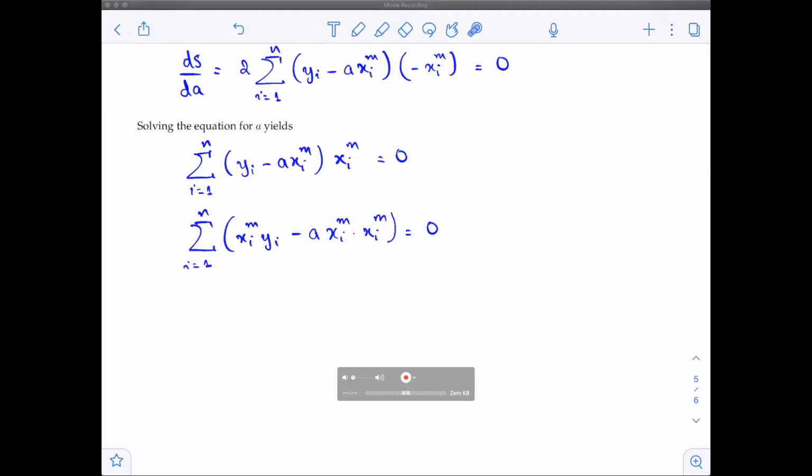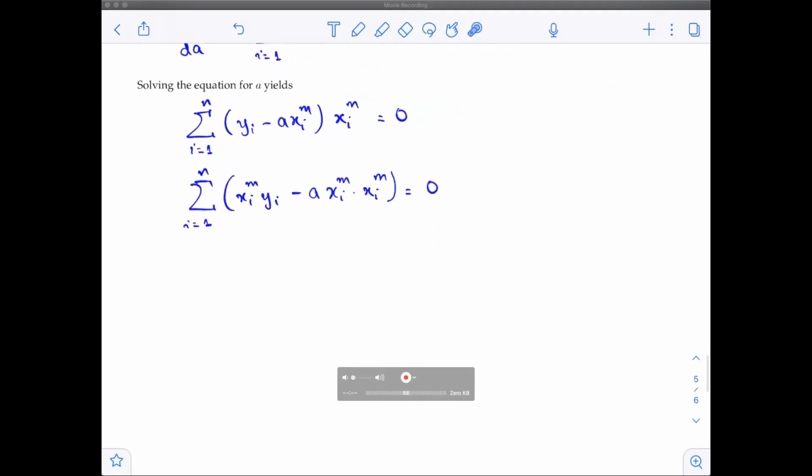Now you break the summation, or distribute the summation into the parentheses. You get the summation for i going from 1 to n of x sub i raised to the power m times y sub i, minus the summation of x sub i raised to the power m squared for i going from 1 to n. And again, a does not depend on i, so you can bring that out of the summation. Set this equal to 0.